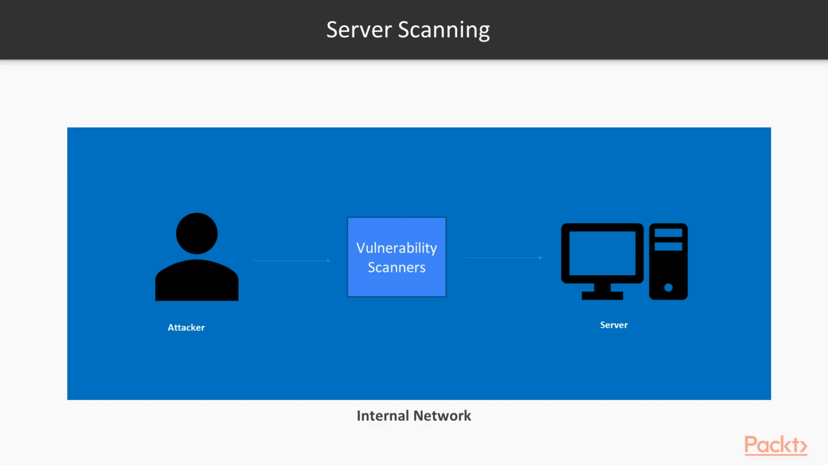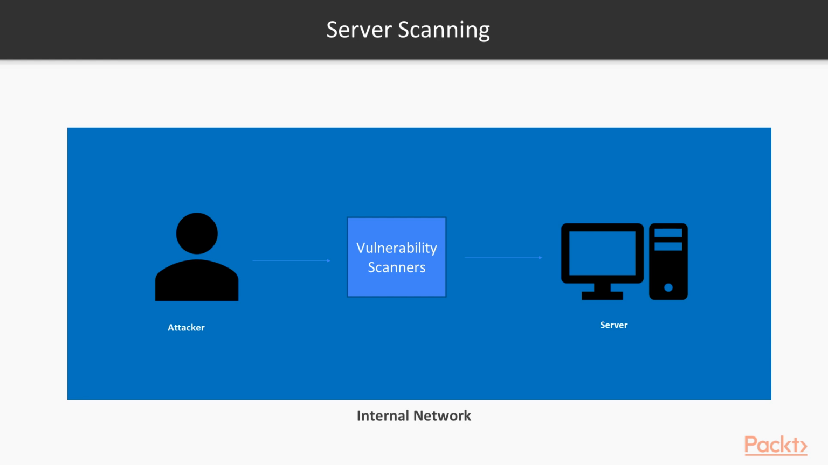Server scanning, the most important part. As I have already told you, when an attacker is inside your network, he can use many tools, because tools are available inside Windows as well as Kali Linux operating system. For example, Nessus is a vulnerability scanner, and Nessus can scan your entire network. So for example, an attacker is using Nessus inside the network. He can simply use the vulnerability scanner to scan your server when he's inside the network.